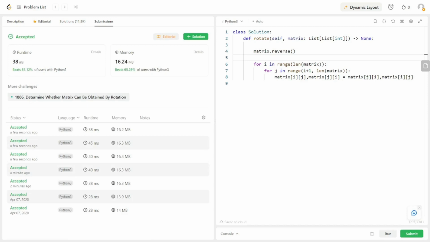Now finally for the time complexity. In this code, we have two nested loops. The outer loop iterates length of matrix times, and the inner loop iterates length of matrix minus 1 times. Therefore, the total number of iterations is approximately n times n minus 1 over 2, so n squared basically. So the time complexity is O of n squared. And the space complexity is O of 1.